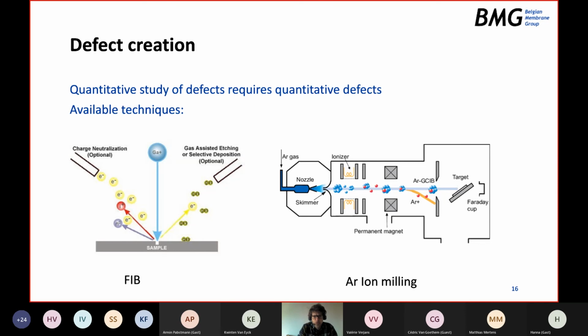Argon gas milling is quite similar. So there, you inject argon gas into a very strong electric field, which creates a plasma, and then again those ions are accelerated and impact your sample, again leading to sputtering of the sample.